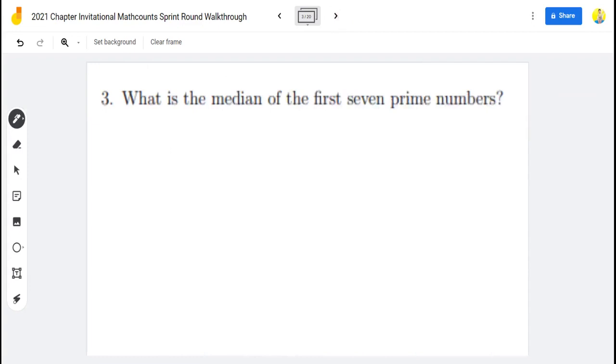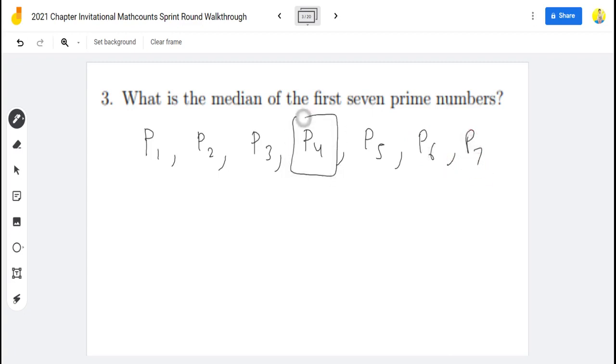What is the median of the first 7 prime numbers? Well, if we list the prime numbers as P1, P2, P3, P4, P5, P6, P7, we see that the median is just P4. So we just count the fourth prime number. The first prime number is 2, the second is 3, the third is 5, and the fourth is 7. So our answer is just 7.